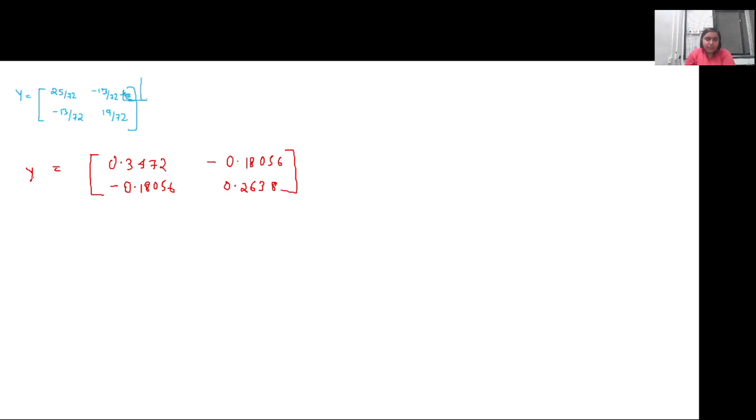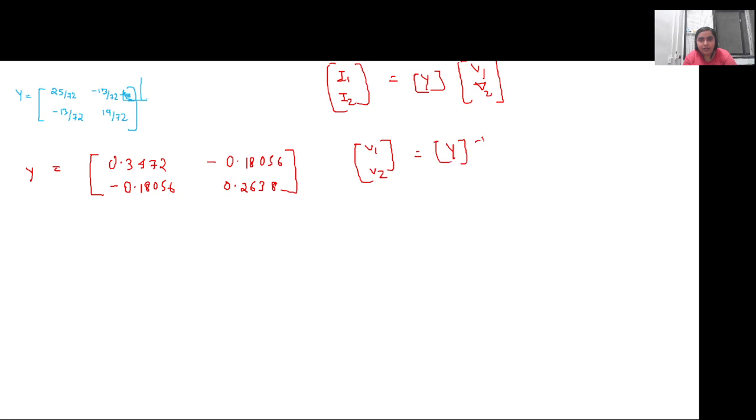Now basically we have I1, I2 equal to Y into V1, V2, right? Now we need the impedance matrix, which is V1, V2 in terms of the inverse of the admittance matrix into I1, I2. This is equal to Z into I1, I2. So how can we calculate the impedance matrix? Since we have the admittance matrix, we just have to calculate this Y inverse.